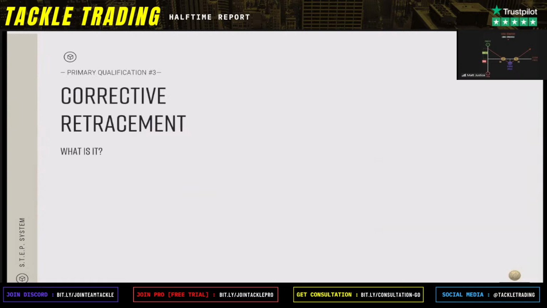Now, the corrective retracement itself, what is it? It is a pullback.